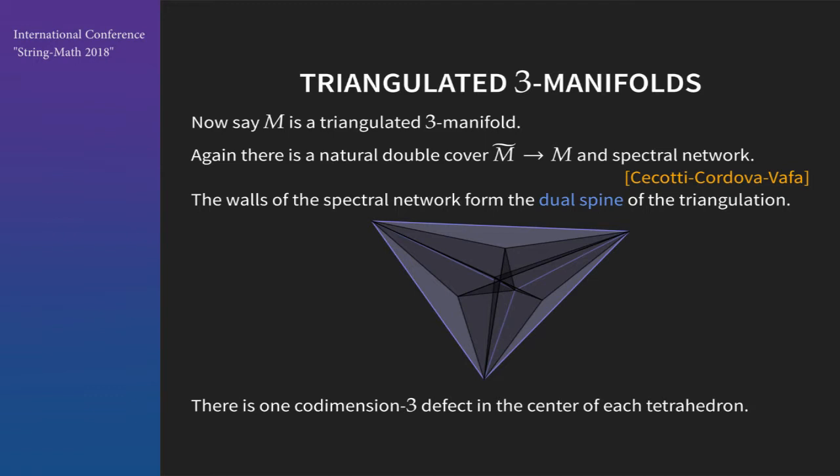And here you can make a spectral network. So now the walls are 2-dimensional, and they form the so-called dual spine of the triangulation. You look at this picture of the walls, its intersection with the faces of the triangulation is what we had before, and it's extended into the interior. In the middle, there's some terrible point where all the walls meet, everything comes together, and that's this codimension 3 defect.